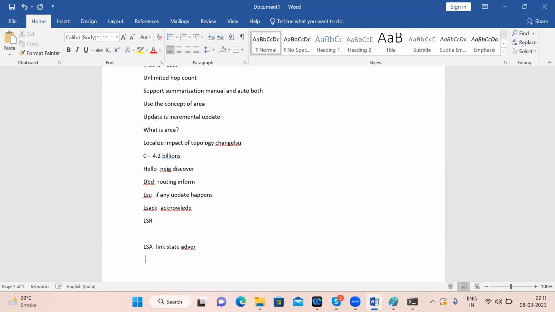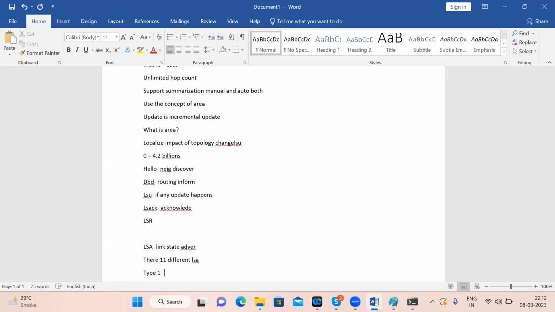There are 11 different types of LSAs. Can you at least name those 11 different types? Can anyone? At least five. What are the LSAs in OSPF? At least five, which are regularly used.